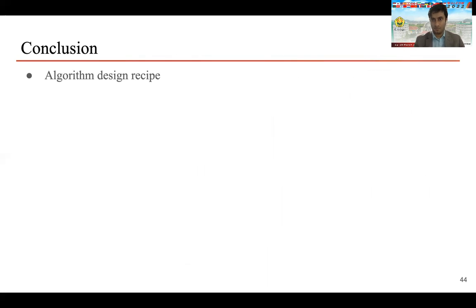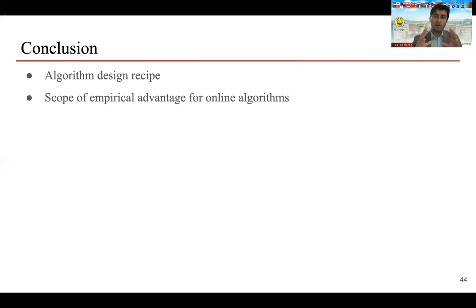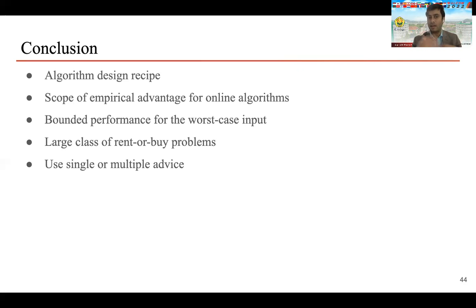So this is basically what I showed. What we showed in this paper is that we used a fairly new algorithm design recipe for this type of problem, the ski rental problem with a discount. And the scope of the empirical advantage by doing this for a large class of online algorithms is always there. We get a bounded performance for the worst case input by doing this. Also, we extend this to a large class of ring turbine type problems, where we can use single or multiple advice to find such advantage.